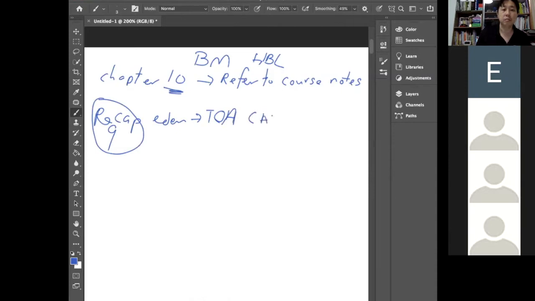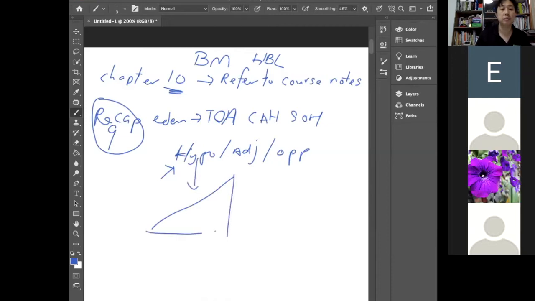Okay. Then we learned that there's hypotenuse, adjacent, and opposite. So when do you use these? The hypotenuse is the longest side of the triangle. The opposite is the side opposite the angle. Then adjacent is the remaining line.